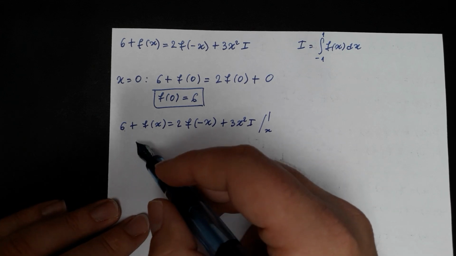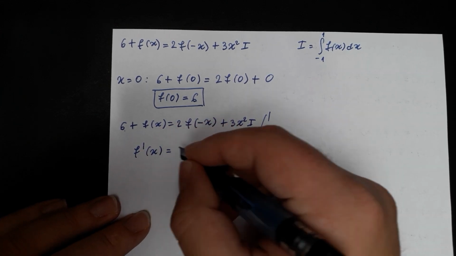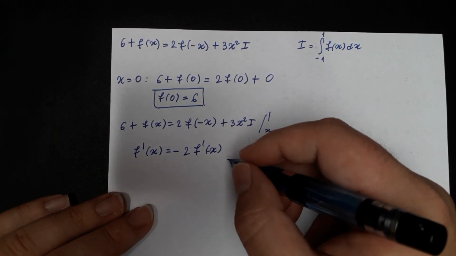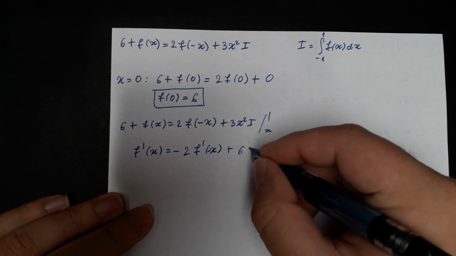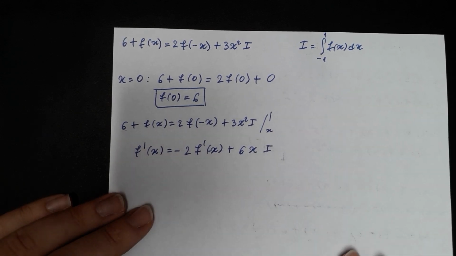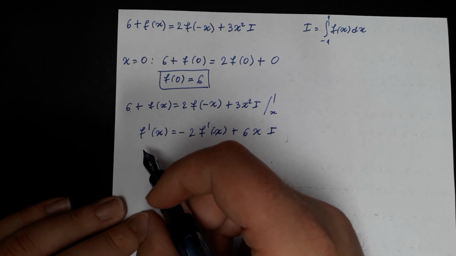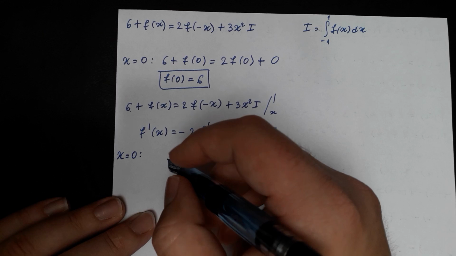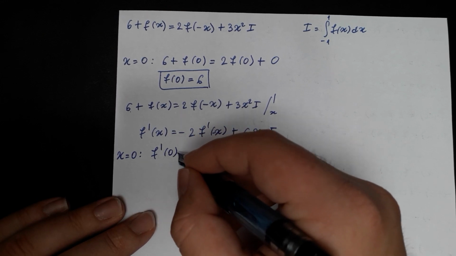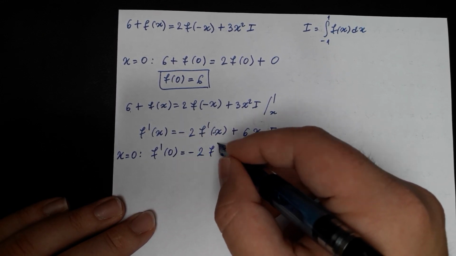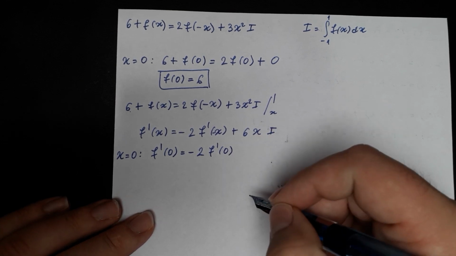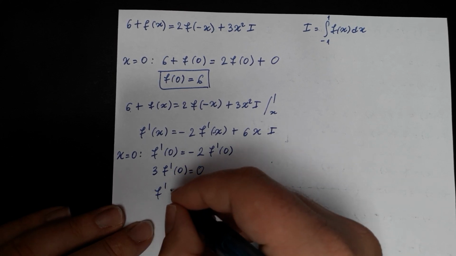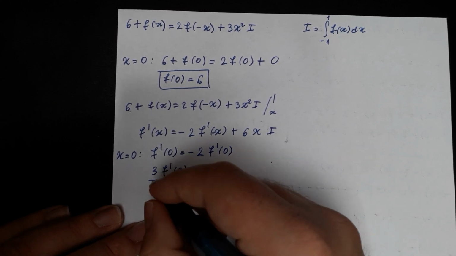So we are going to get 0 plus f prime of x is equal to negative 2f prime of negative x plus 6x I, and I is a constant, so it gets outside of the differentiation. By evaluating this equation at x equal to 0, we get that f prime at 0 is equal to negative 2f prime at 0. So we get that 3f prime of 0 is equal to 0, so f prime at 0 has to be equal to 0.